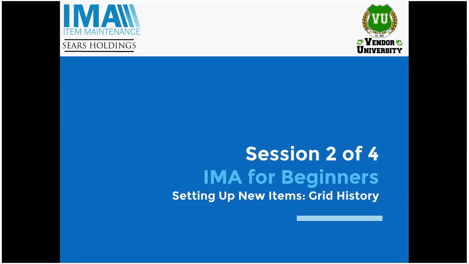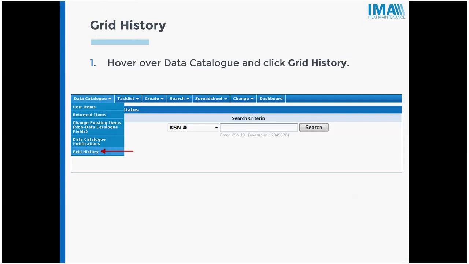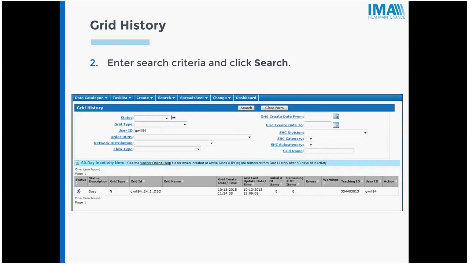Now let's talk about grid history. To access grid history, you can hover over Data Catalog and click Grid History. You can then enter your search criteria and click Search.